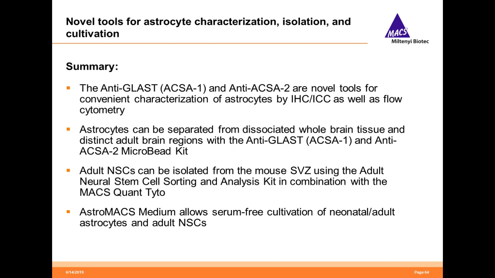So I now come to the summary of this talk. We showed you that the anti-GLAST AXA1 and the AXA2 antibodies are novel tools for the convenient characterization of astrocytes by immunohistochemistry and immunocytochemistry, and they also can be used for flow cytometry. We can separate the astrocytes from dissociated whole brain tissue and distinct adult brain regions using the anti-GLAST AXA1 and the anti-AXA2 microbead kit. I also showed you that adult neural stem cells can be isolated from the mouse SVZ with our adult neural stem cell sorting and analysis kit in combination with the flow sorter MACSQuant Tyto, which leads to a high purity and a high viability of neural stem cells. And I also introduced you to the AstroMACS Medium that allows for cultivation of neonatal and adult astrocytes.